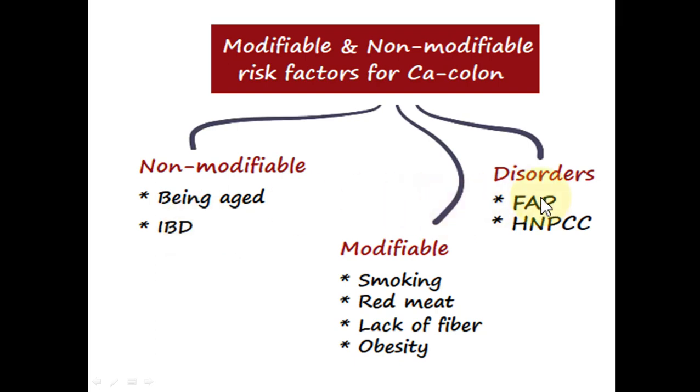Moreover, the familial adenomatous polyposis, which is carried by the mutated APC gene, and the hereditary non-polyposis colorectal cancer that happens due to mutated DNA repair genes, these are also comparatively non-modifiable factors.